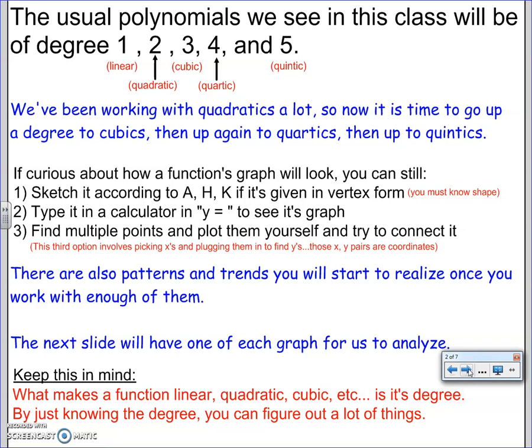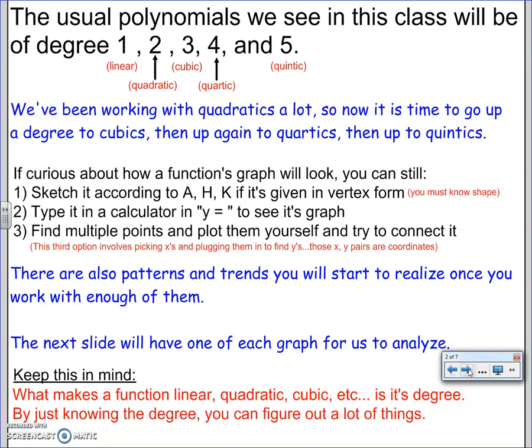If you're curious about how a function looks, you can still sketch it according to AHK if it's given in vertex form, but you must know the shape. For example, a quadratic is a U shape, a cubic is like a sideways S. You could type it into y equals in the calculator to see the graph if you have a calculator available, or worst case scenario, you can find multiple points and plot them yourself and try to connect them the best you can. This third option does involve picking lots of x's, plugging them all in to find their y's, and those x, y pairs together are their coordinates.